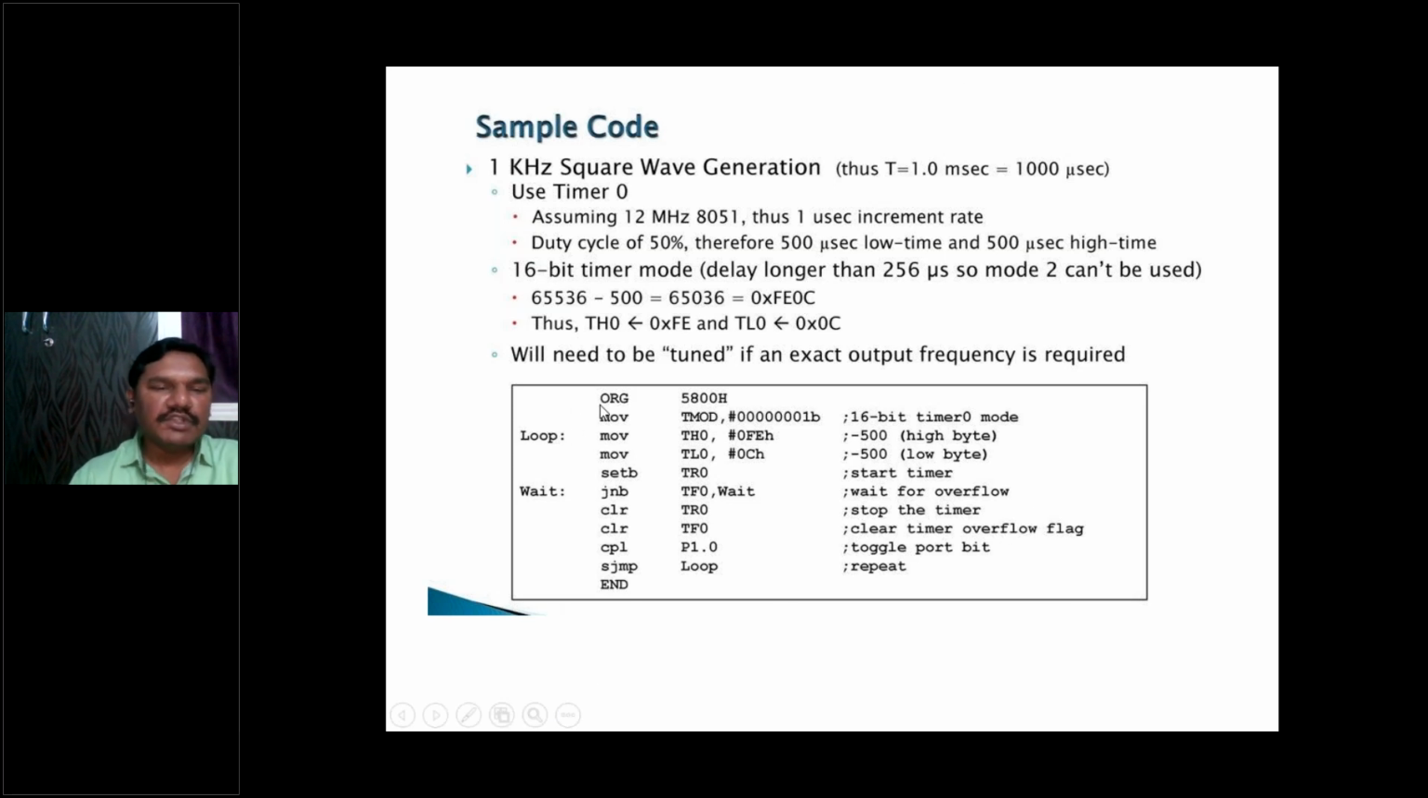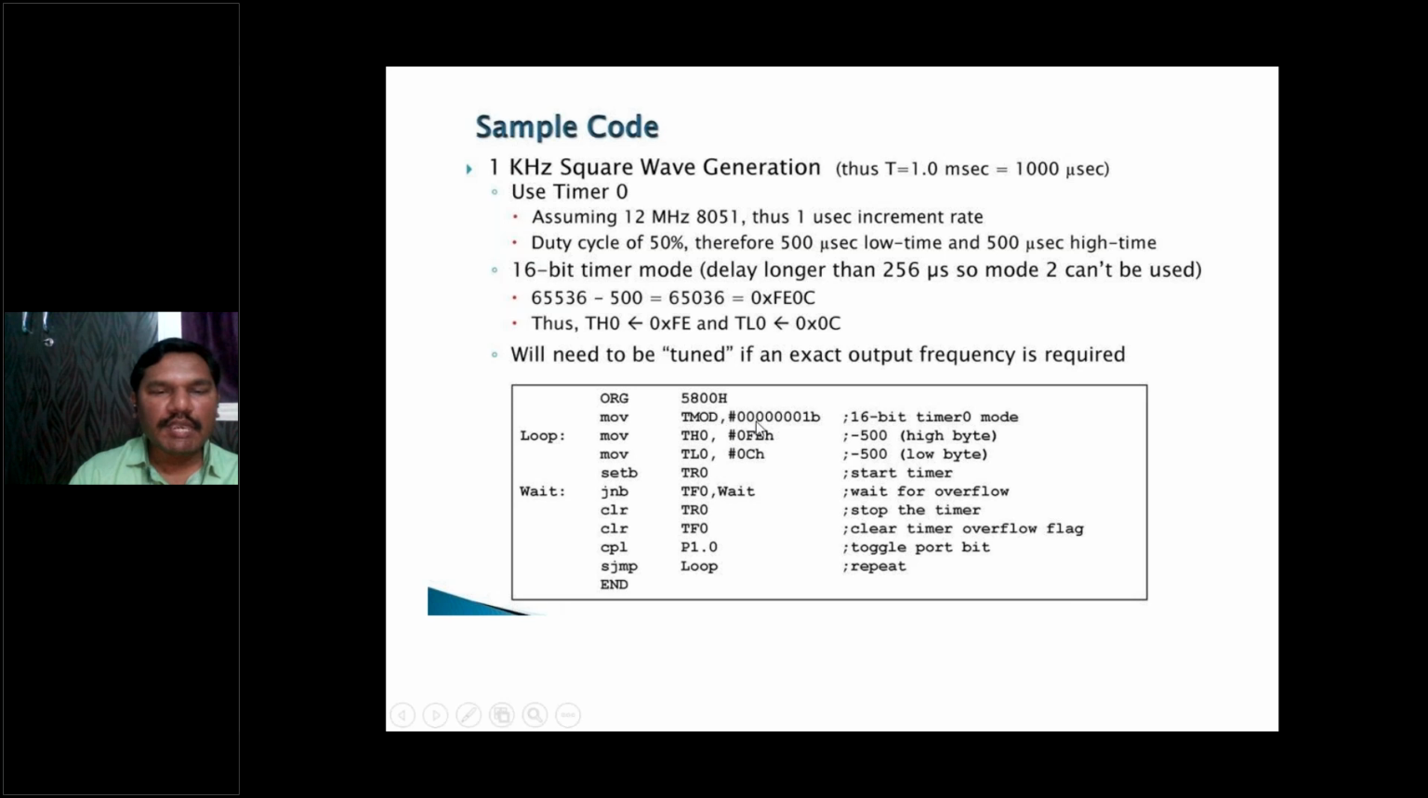See, the original program always starts with ORG. ORG means initial address value, that is ORG 5800. To design any timing pulse circuit or any timing pulse generation, it requires T0, T1, TMOD and TCON. If you use these registers, then only one signal can come out as the output.